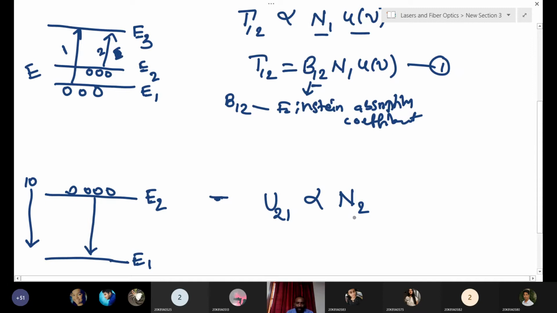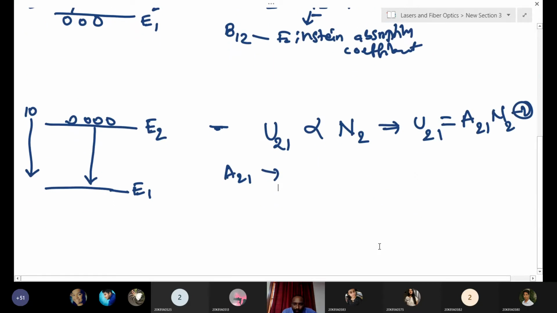It depends only on how many atoms are jumping from the higher energy state to the lower energy state. That is why we write it as proportional only to N2. Here 2 to 1 means the transition takes place from higher energy level 2 to lower energy level 1. Once you remove the proportionality, you can write U21 as A21 N2. This is equation 2. A21 is the Einstein coefficient for spontaneous emission. Then we have one more process, the stimulated emission process.